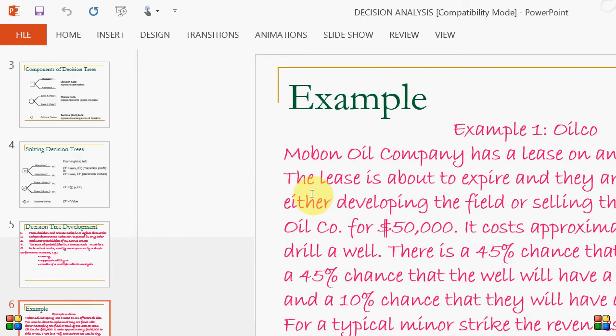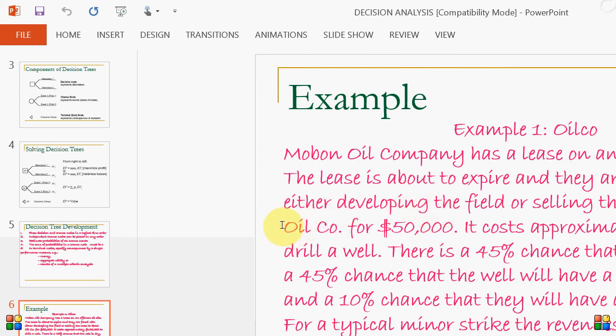And then here we have a quick example, and then I'll take you to the example here. It's showing you Oilco, which is the name of the company. The company is faced with the problem of either developing the field or selling the lease to Excel company for $50,000. It costs approximately $100,000 to drill a well. There is a 45% chance that the well is dry, a 45% chance that the well will have a minor strike, and a 10% chance that they'll have a major strike.